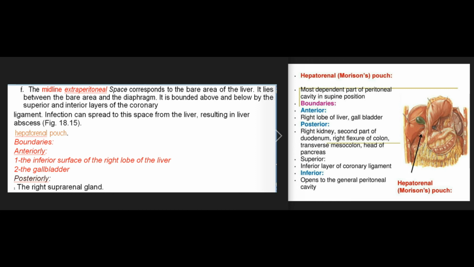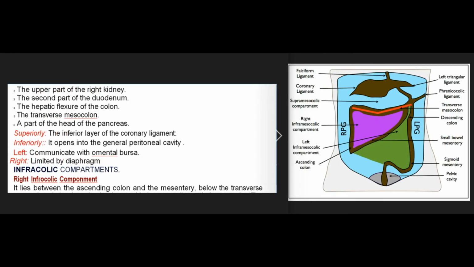Hepatorenal pouch. Boundaries. Anteriorly: 1. The inferior surface of the right lobe of the liver. 2. The gallbladder. Posteriorly: 1. The right suprarenal gland. 2. The upper part of the right kidney. 3. The second part of the duodenum. 4. The hepatic flexure of the colon. 5. The transverse mesocolon. 6. A part of the head of the pancreas. Superiorly, the inferior layer of the coronary ligament. Inferiorly, it opens into the general peritoneal cavity. Left, it communicates with the omental bursa. Right, limited by the diaphragm.